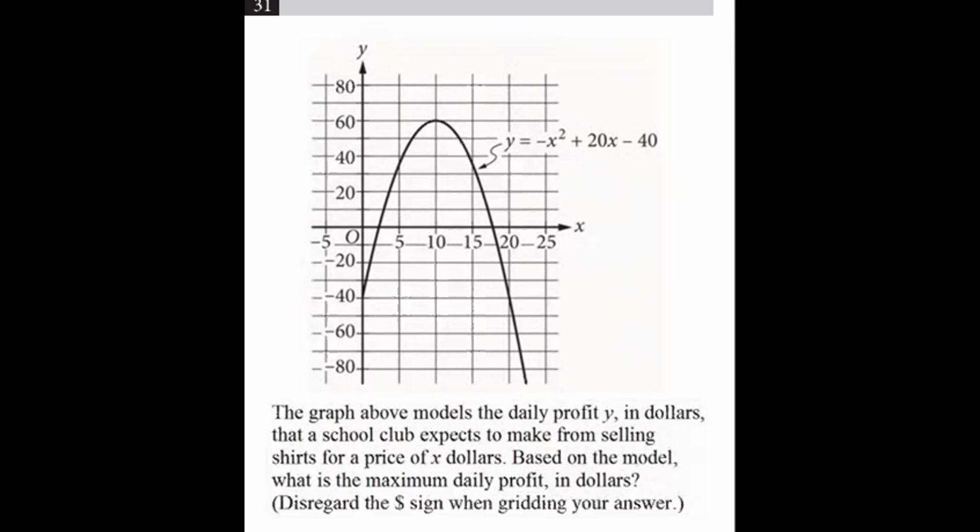Okay, so for question 31, we're given a quadratic function. We're asked, based on the model, what is the maximum daily profit in dollars? So the maximum daily profit is when this is at a peak, which is at 60. So the correct answer is 60. Usually for these type of questions, they wouldn't provide a graph and you'd have to actually plug in, but in this case, they did. So they made it easy.